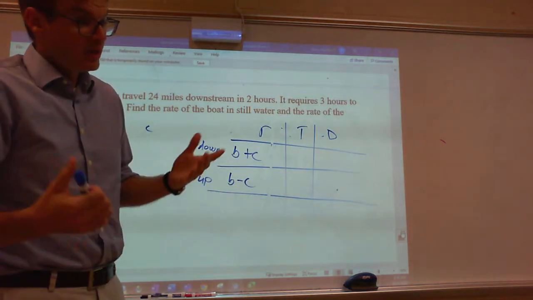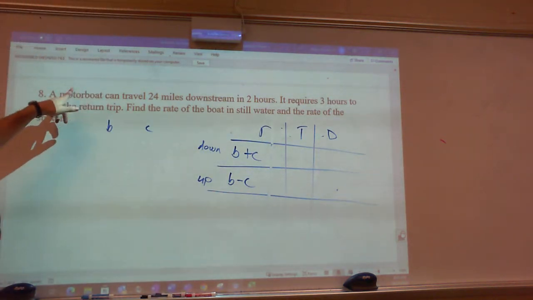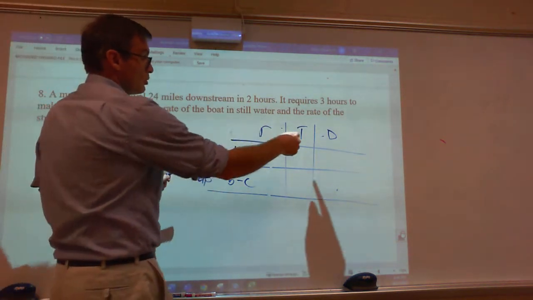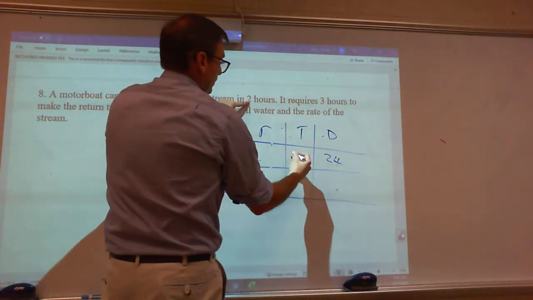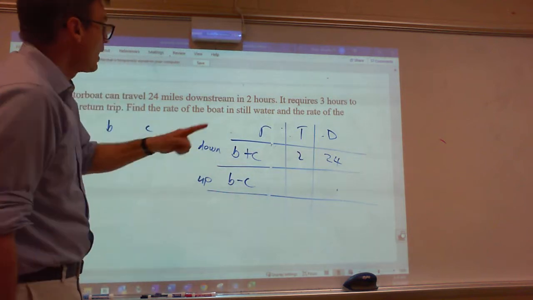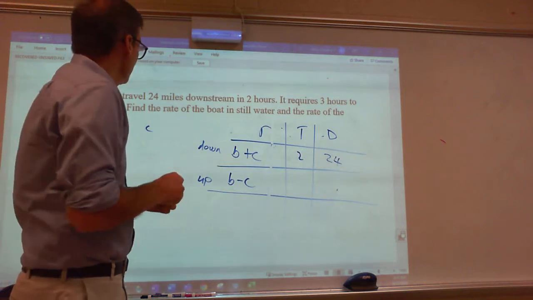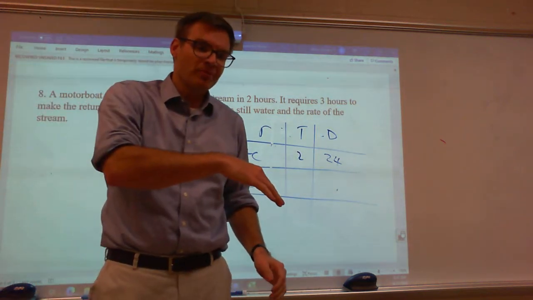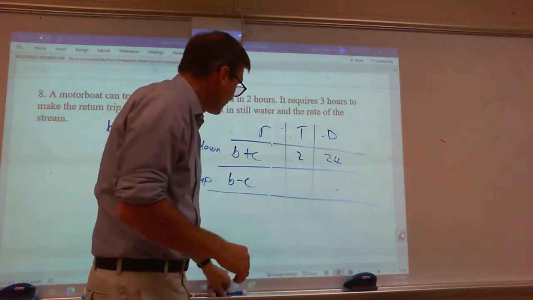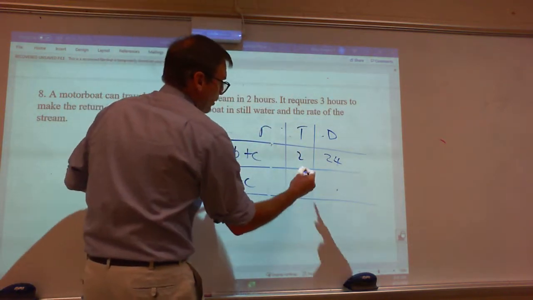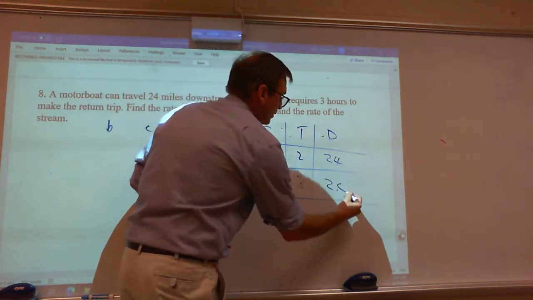Well, now we read the problem and we plug in what we know. It says a boat can travel 24 miles downstream, so my distance is 24, and it tells me that happens in 2 hours. The next sentence says 3 hours to make a return trip. If you're going downstream, the return trip means you're going upstream, so the current's hurting you. And it says that's going to take 3 hours. Well, it's the same trip, so my distance is going to be 24.